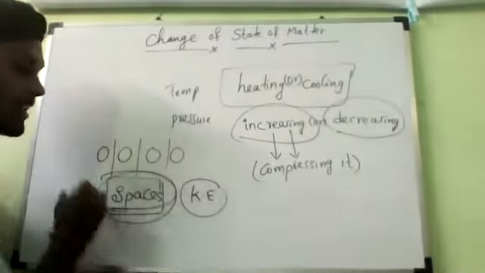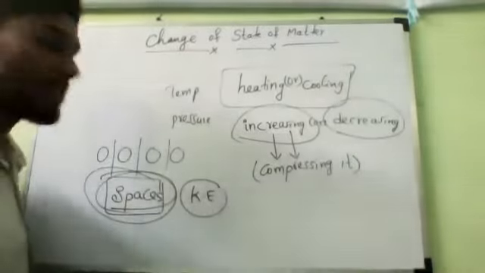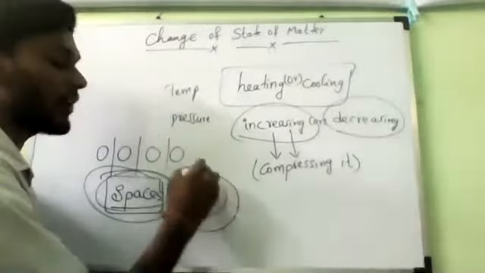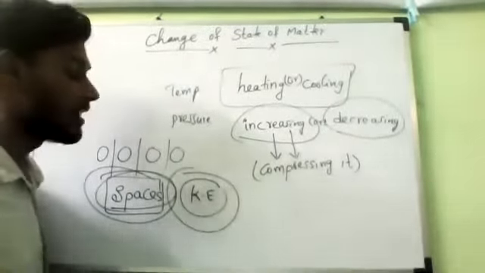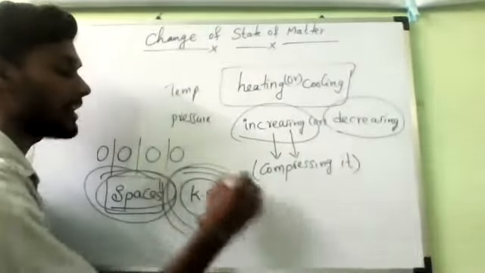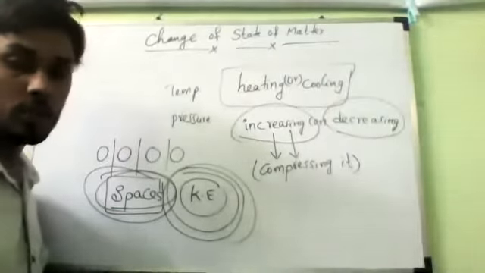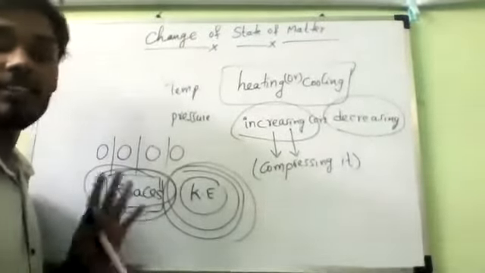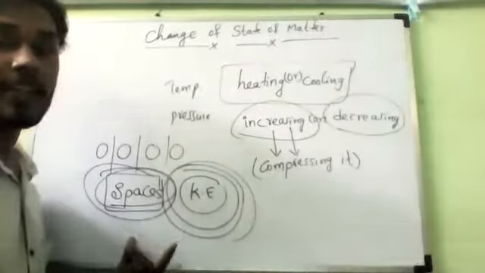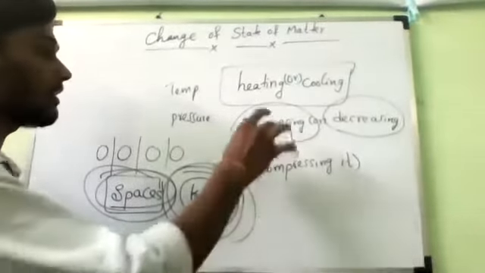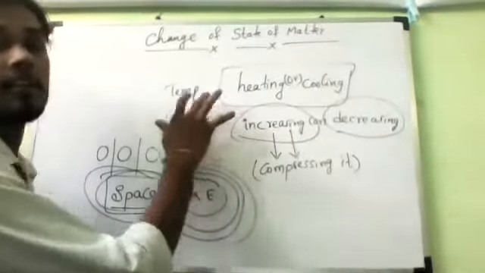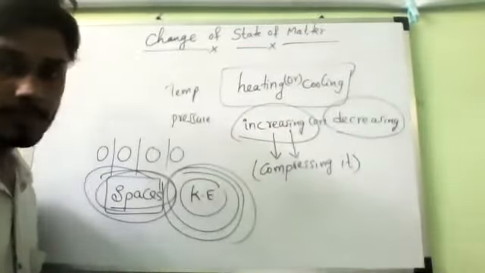The spaces between the particles may change, and the force of attraction between the particles may change, as well as the kinetic energy will change. So these are the changes that will take place in the matter. Do you understand? So these are the changes that will take place when we apply pressure or temperature. Do you understand or not?